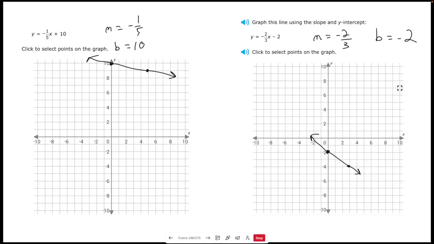And for the second problem, you should have plotted -2 on the y-axis first, your y-intercept, and then you should have gone down 1 and right 3, plotted your point, connected them with a line, and here's your solution.